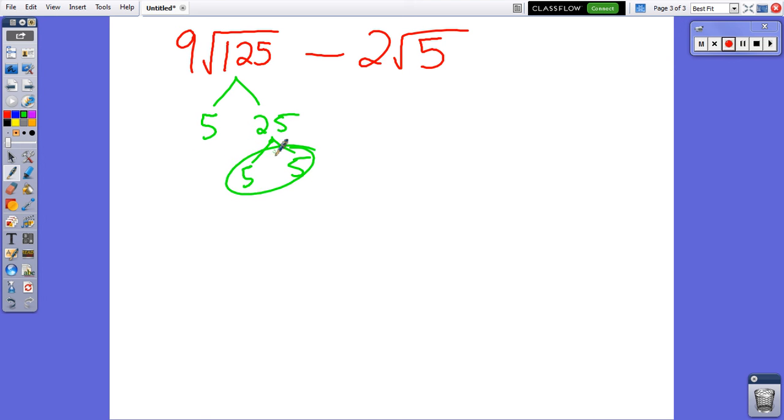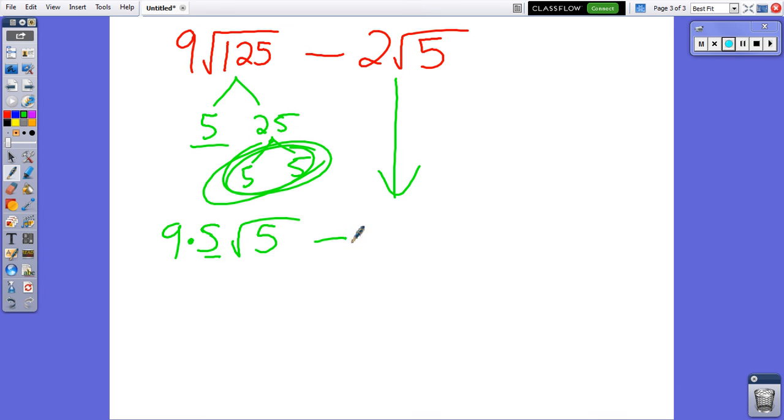Here's a pair of 5s, and there's one left over underneath. So we're going to get 9 times 5. So we pull this 5 out here from the pair of 5s. And then there's a 5 left over underneath the radical. Then I can just copy the second one down as is.